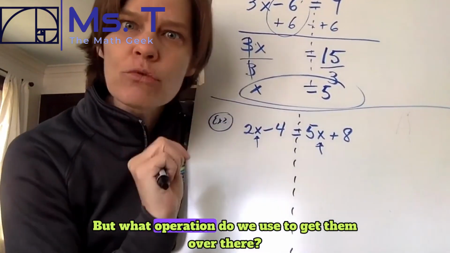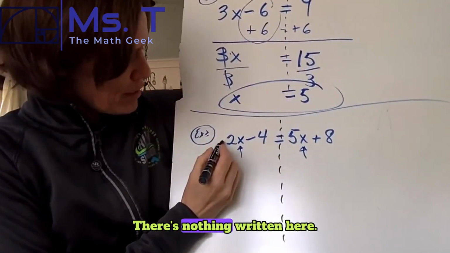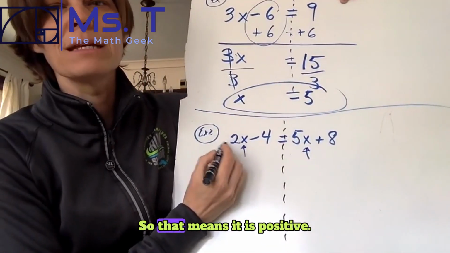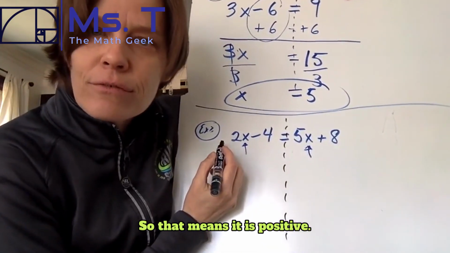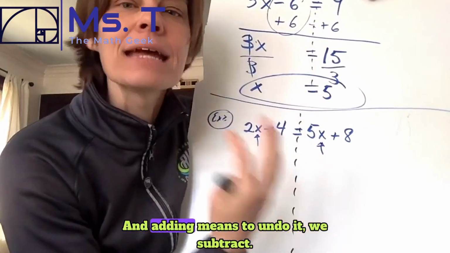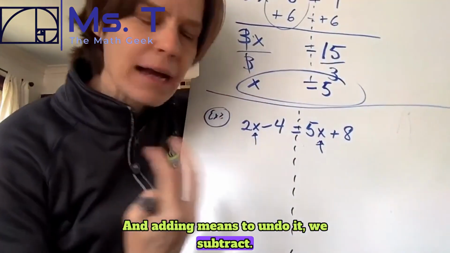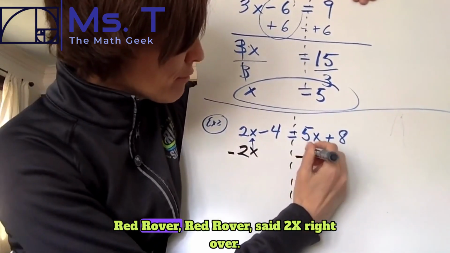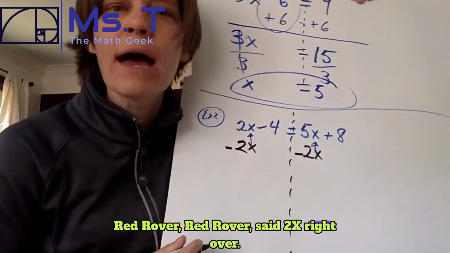But what operation do we use to get them over there? There's nothing written here. So that means it is positive. That means it was, in theory, added. And adding means to undo it, we subtract. So, Red Rover, send 2x right over.